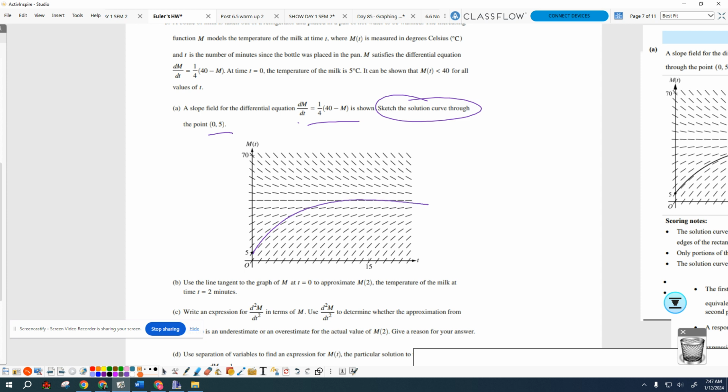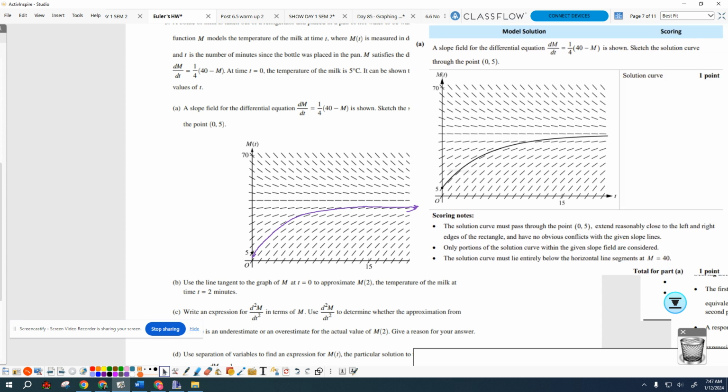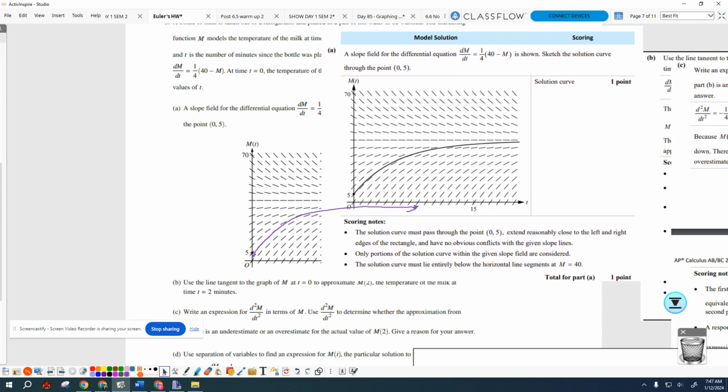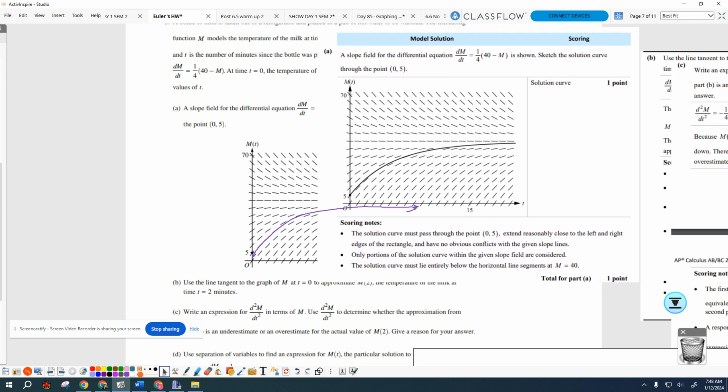So that would be not so great. I don't know that we should put arrows on it. The grading rubric says the things that needed to happen. The solution curve needs to go through the coordinate requested, and it needs to extend reasonably close to the beginning and the end, meaning it's gotta cover the whole box they gave you. So draw the whole thing in the space given.